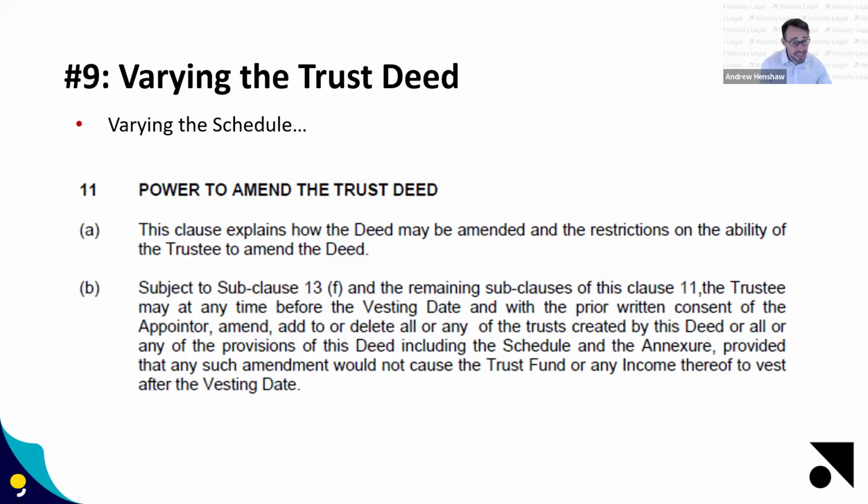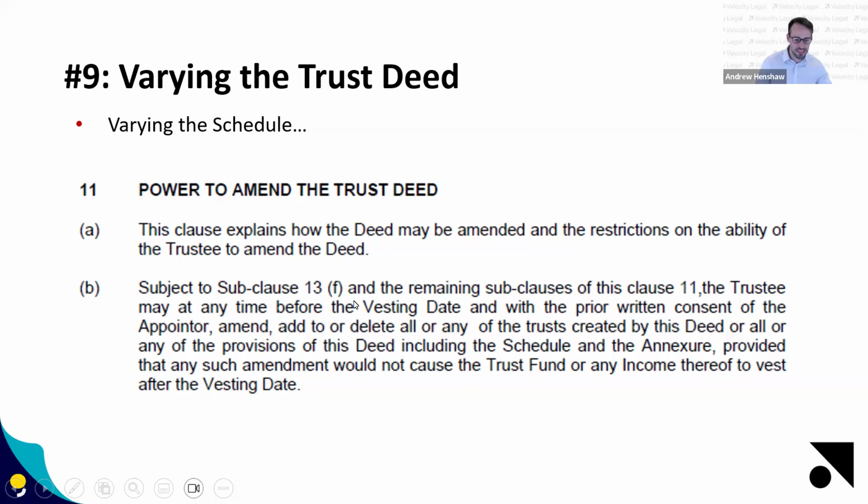Another issue is about the schedule. Sometimes what you want to change is a detail that's actually in the schedule, as opposed to the 30 pages of the deed at the front. Make sure the deed actually allows you to vary the schedule because some deeds don't. This deed does. So in that third last line, it says including the schedule and the annexure.